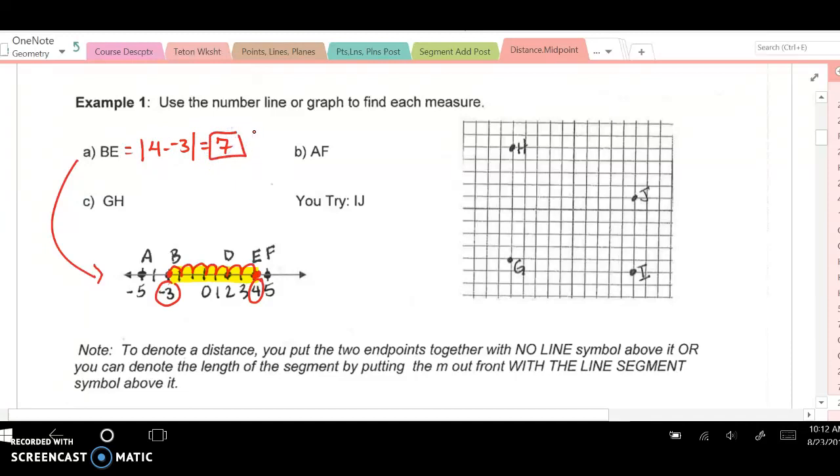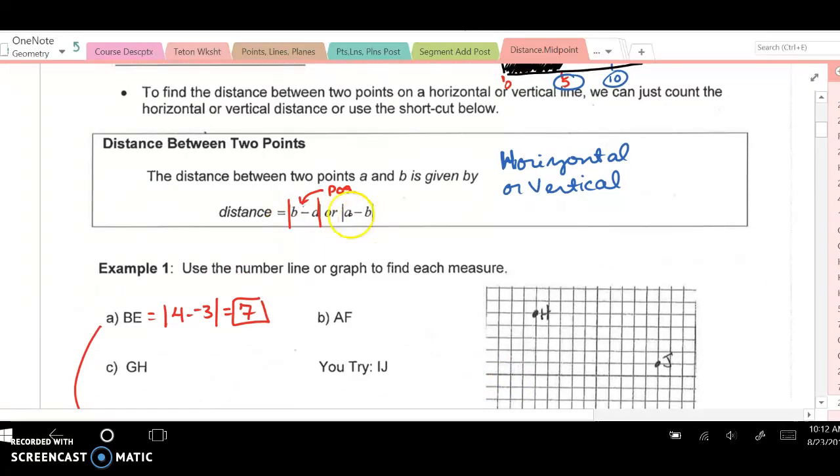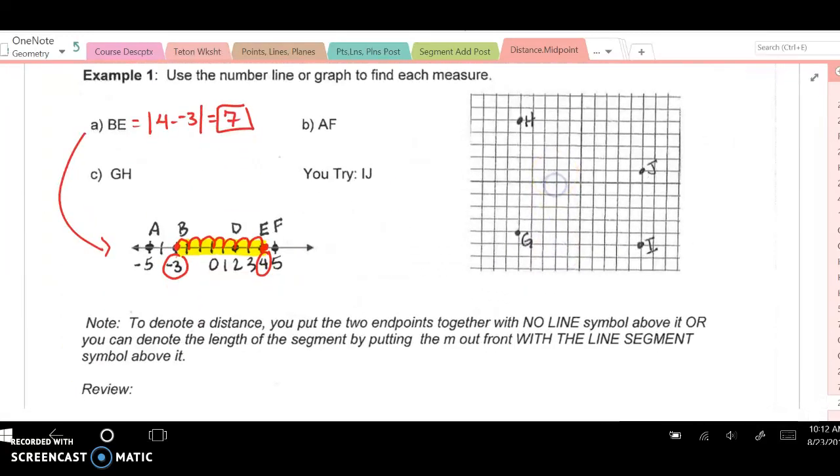I would like for you to practice this new technique of subtracting the endpoints. Why? Because if you have really big numbers, if you want to find the distance from 5,433 to 479,632, you're not going to want to count squares. We might be here a while.